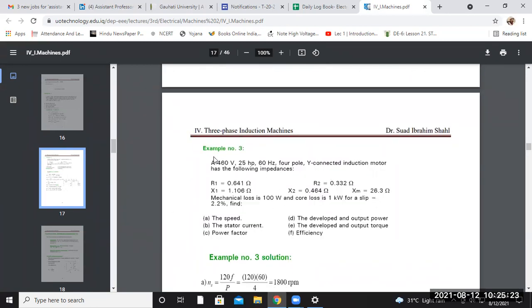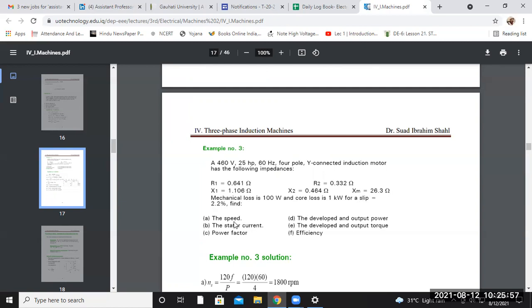460 volt is given, 25 horsepower, 60 hertz, and 4 poles. It is a star connection induction motor with the following values: R1, X1, R2, X2, and XM are given. Mechanical loss is 100 watt, core loss is 1 kilowatt, and the slip is 2.2%. Divide 2.2% by 100 and you will get 0.0022 as the value of the slip.